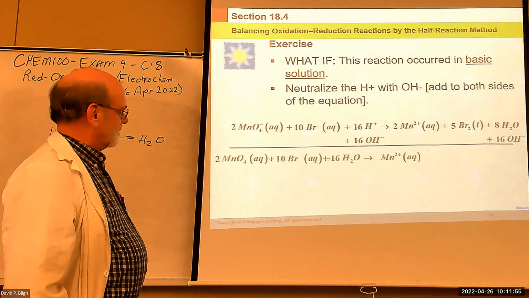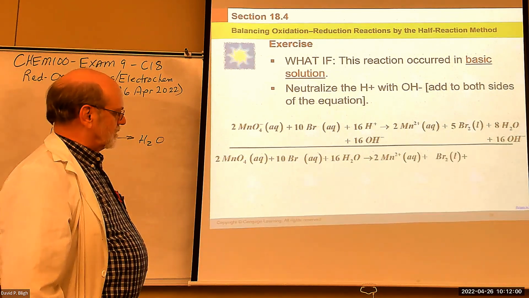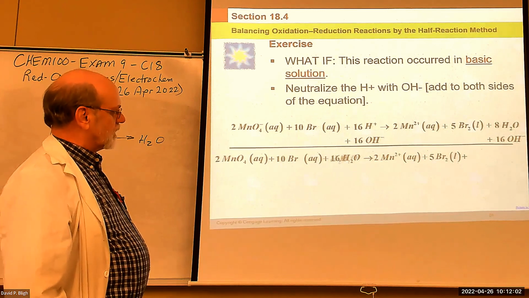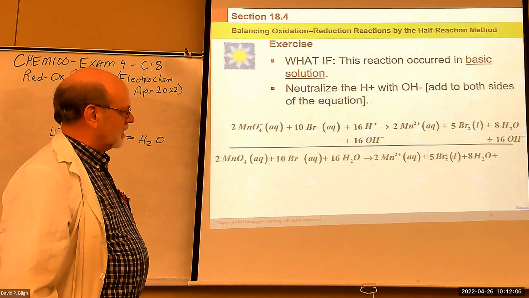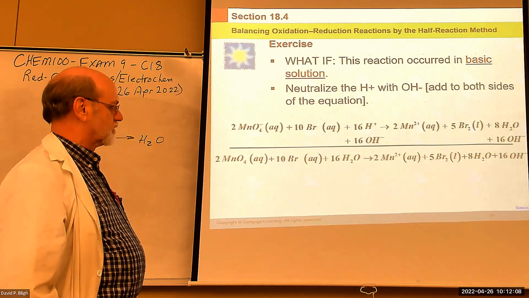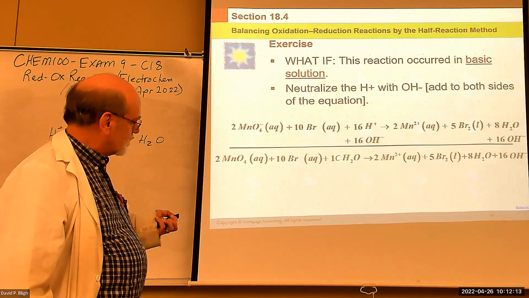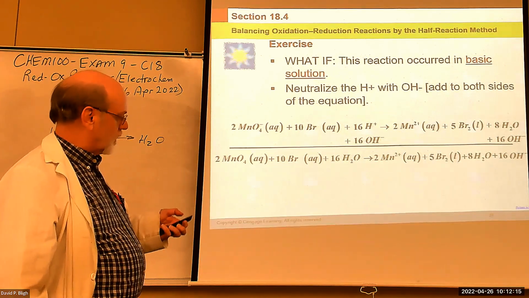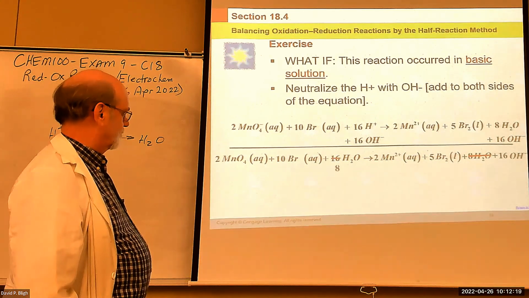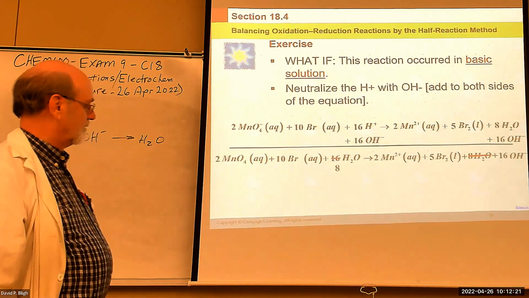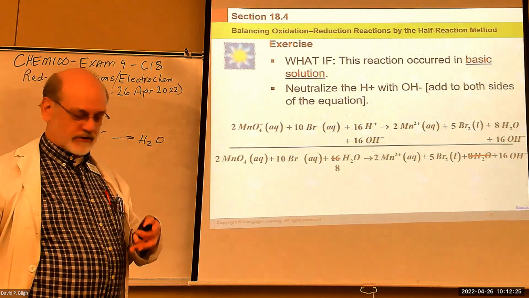This just brings everything down at once. I should have chained these together so I wouldn't have to click each one. And then there's your hydroxyls. Now we got to get rid of 8 of these waters and all of those waters. There you go. So that's your balanced equation in basic solution.